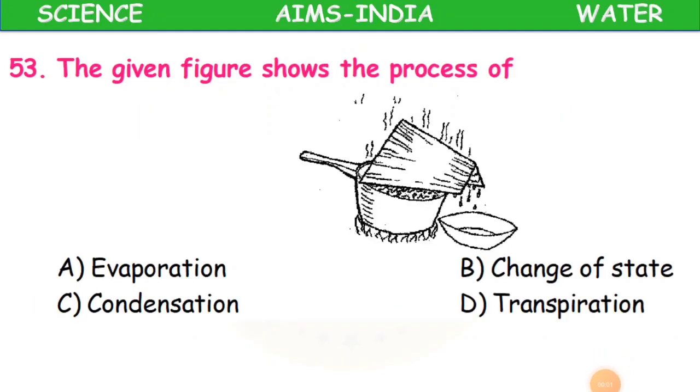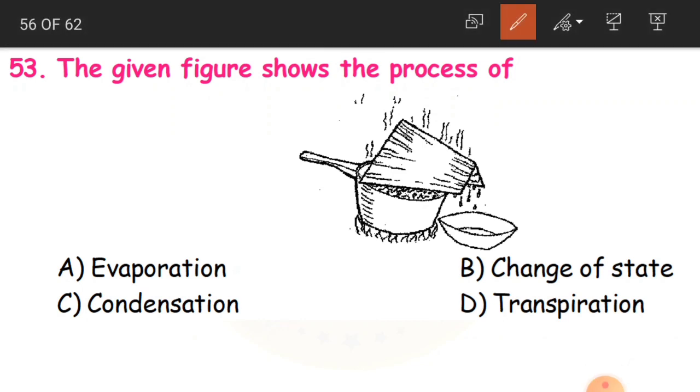Now comes the last question, children, the 53rd one. The given figure shows the process of. See here, what are you able to observe here, children? There is a container where the water is being boiled, heated. So what happens after heating? Now you can see the vapor here, and after getting cooled, you can see the droplets here in the picture. These are the droplets, which are again taken into another small container here.